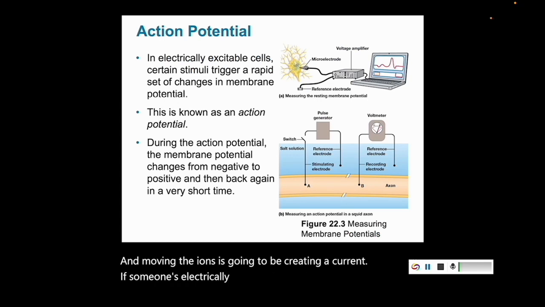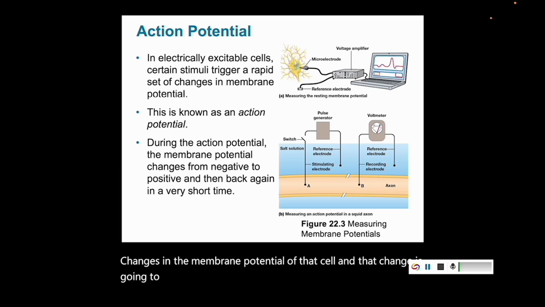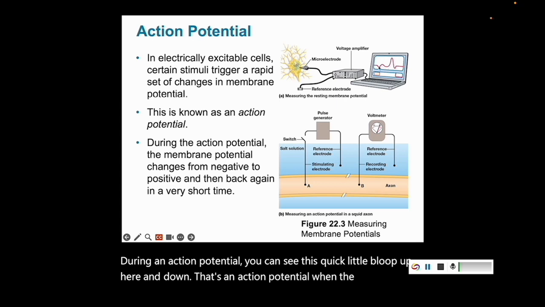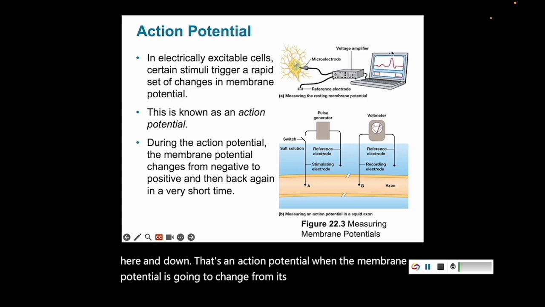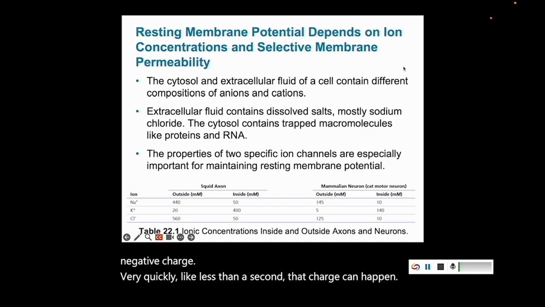If a cell is electrically excitable, such as your nerve cell, it can trigger changes in the membrane potential of that cell. And that change is going to create an action potential. During an action potential, you can see this quick little bloop up here and down. That's an action potential, when the membrane potential is going to change from its negative to suddenly very positive and then right back to negative again. Very quickly, that change can happen in less than a second.